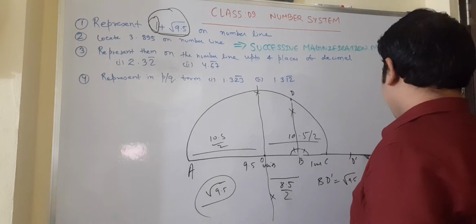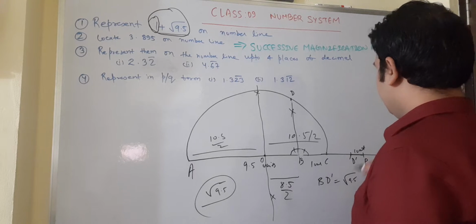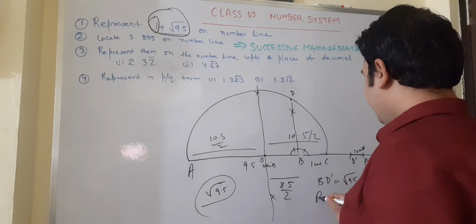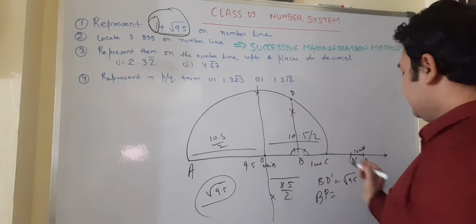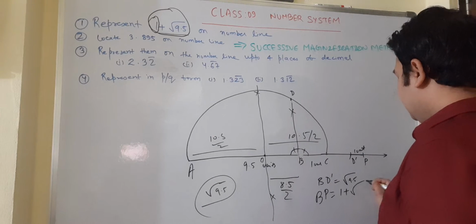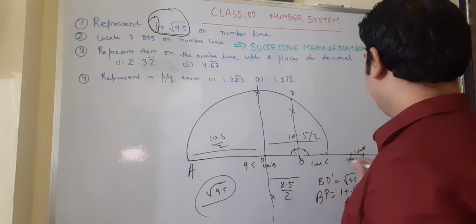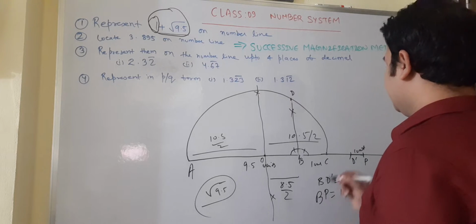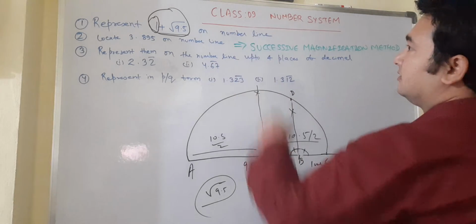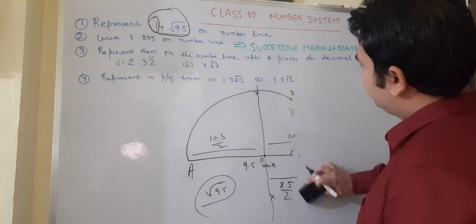From here you take 1 unit. Suppose this is P, this is 1 unit. So now B to P, how much is this length? Now B to P is 1 plus square root of 9.5. So from B to P you have represented 1 plus square root of 9.5. This is how you can represent 1 plus root 9.5. This is how you solve question number 1.